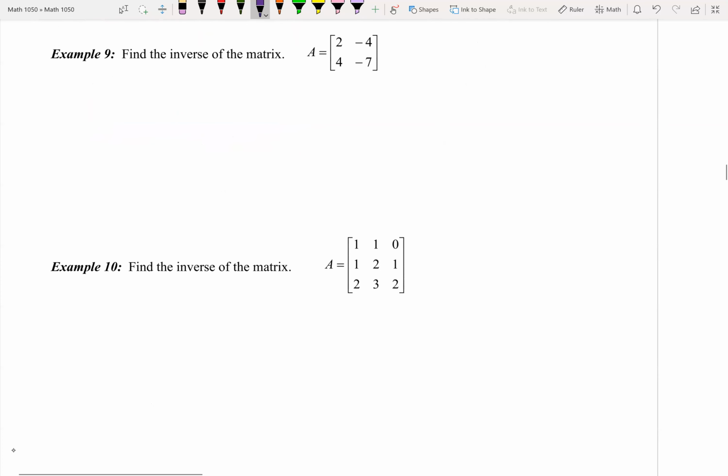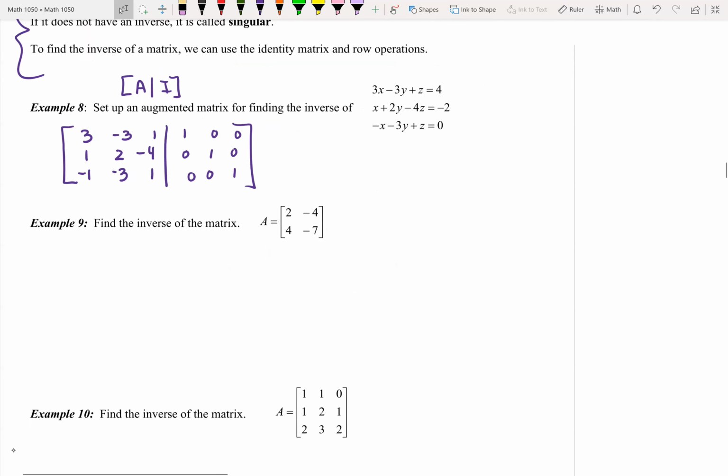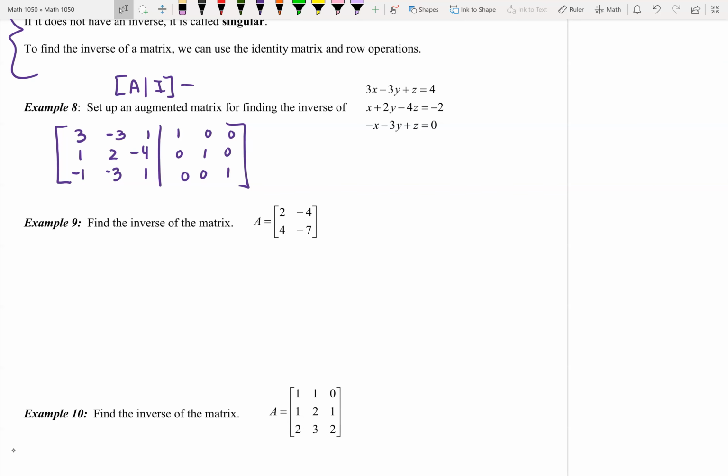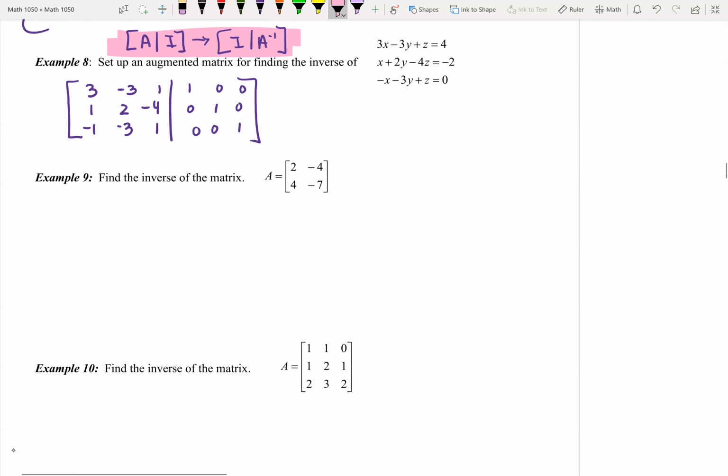Okay, question 9, find the inverse. Now this is going to be a 2 by 2, and it's going to be pretty easy. So here's your formula. A on the left, identity on the right, turn it into the identity on the left, and on the right is your inverse. So there's your formula that we're going to follow. 2 by 2 is going to seem super simple. Put matrix A, 2, -4, 4, -7. Do your solid line and make the identity, 1, 0, 0, 1, like that.